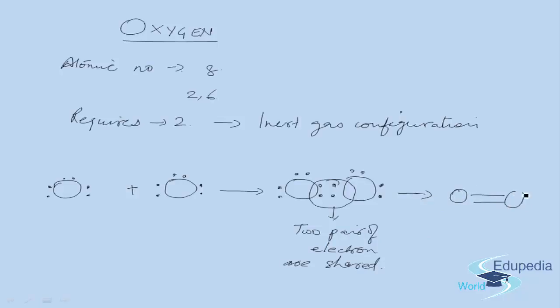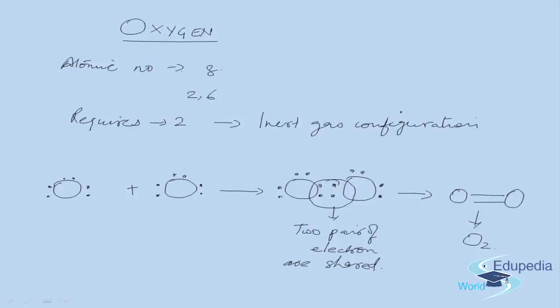We can write like this. Since the oxygen atoms share two pairs of electrons, the bond between them is called a double covalent bond, or just a double bond. Thus, in the oxygen molecule, two oxygen atoms are held together by a double bond. You should note that it is stronger than a single bond.